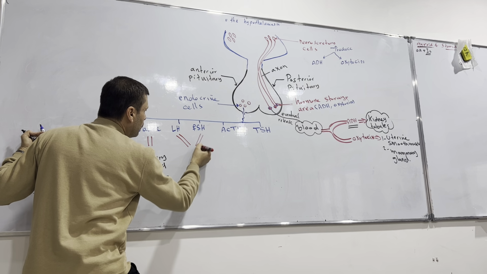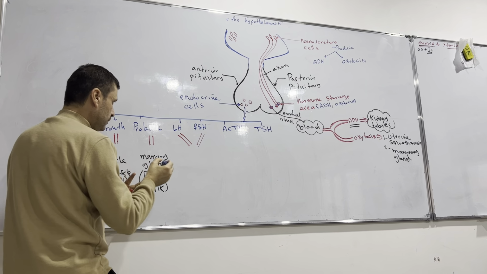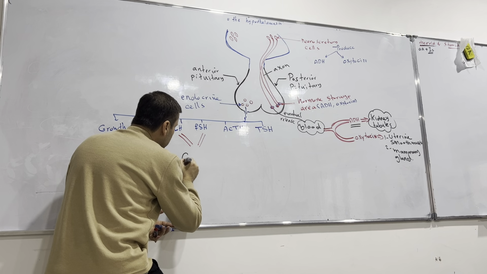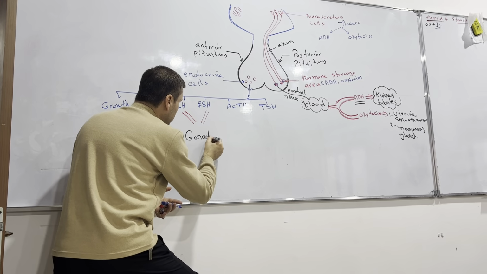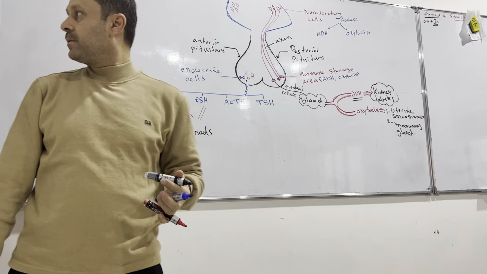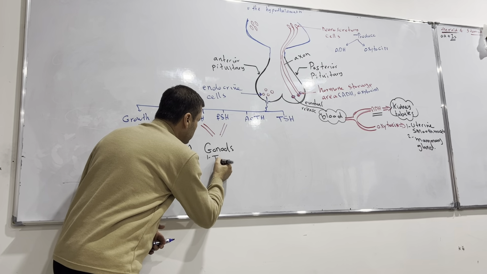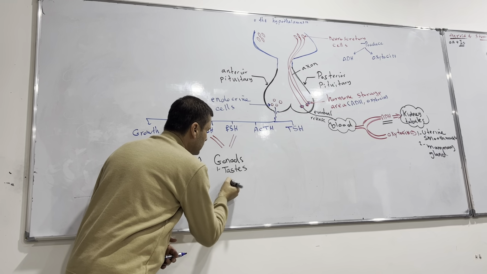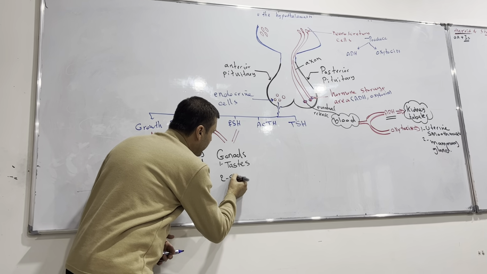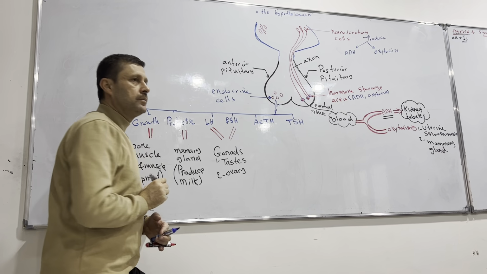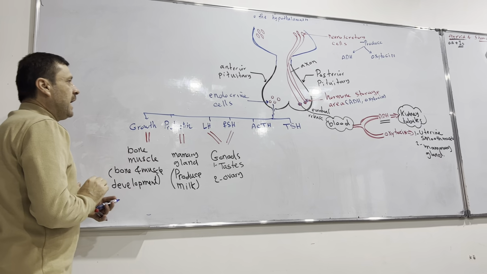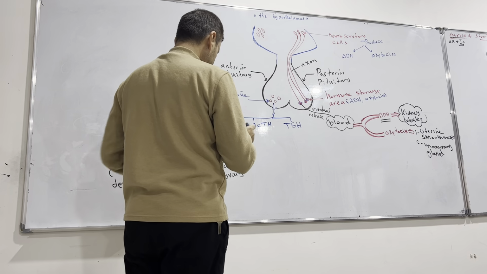LH and FSH, their target cells will be the gonads. Gonads include both the testes in males and the ovaries in females.